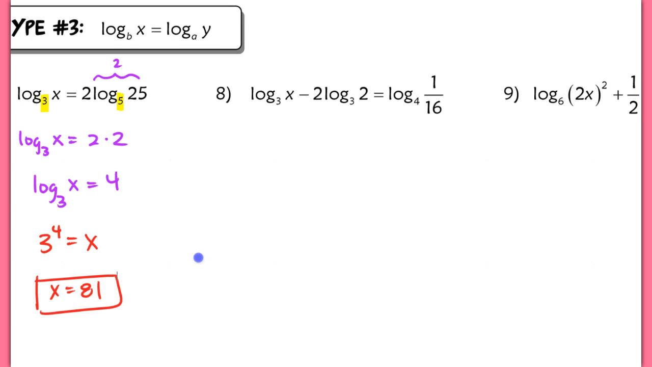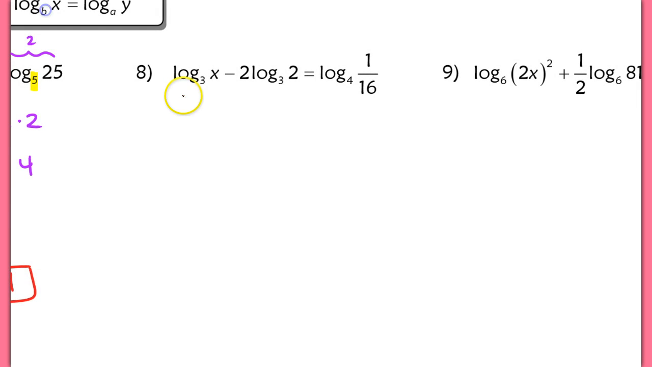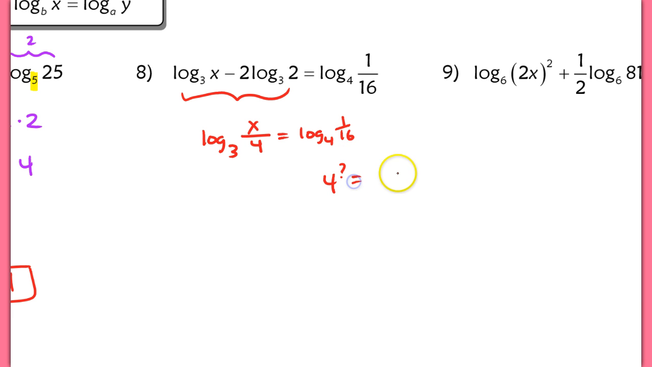Number 8, on the left-hand side, I want to simplify or condense this and write that as log base 3 of x over 4, 2 squared, right? So x over 4 equals, on the right-hand side, log base 4 of 1/16, which is actually equal to negative 2. So 4 raised to some power equals 1/16. If I were to equate my bases here, this is 4 to some number equals 4 to the negative 2nd power, so that must be negative 2. Alright, so on the right-hand side, this whole thing reduces to negative 2. So I'm going to erase this.